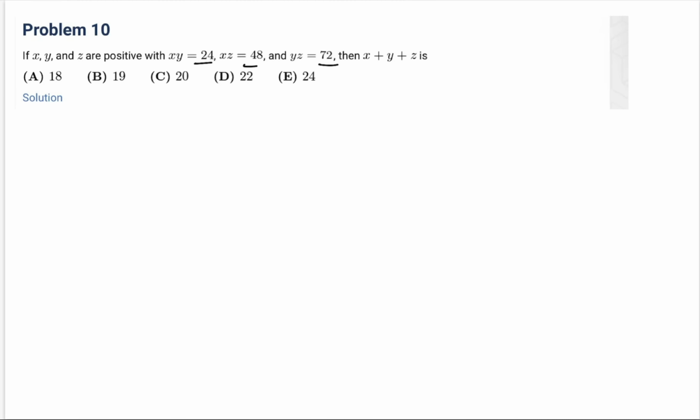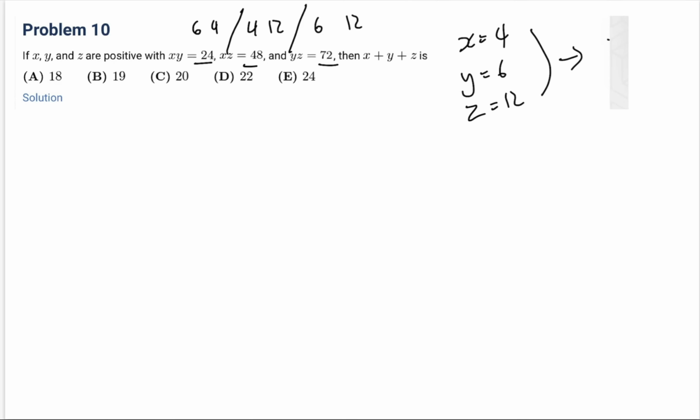So 72 is likely to be like 6 times 12, right? And then 48 will be 6 times 4. No, it will be 6 times 8. But then 8 times 12 won't be 24, so that's not right. So 4 times 12, then yes, and then this will be 6 times 4. So x would be 4, y would be 6, z would be 12, x plus y plus z equals 22. So it's D.